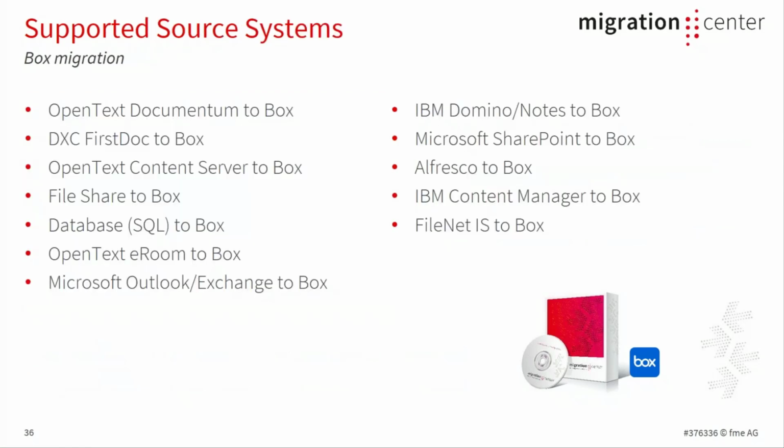So in terms of supported source systems, we have a couple of source systems which are supported. For example, we can migrate OpenText Documentum to Box. We can migrate the legacy solution FirstDoc to Box, OpenText Content Server or Content Suite to Box, file shares, databases. This is a really powerful connector we have in our portfolio.